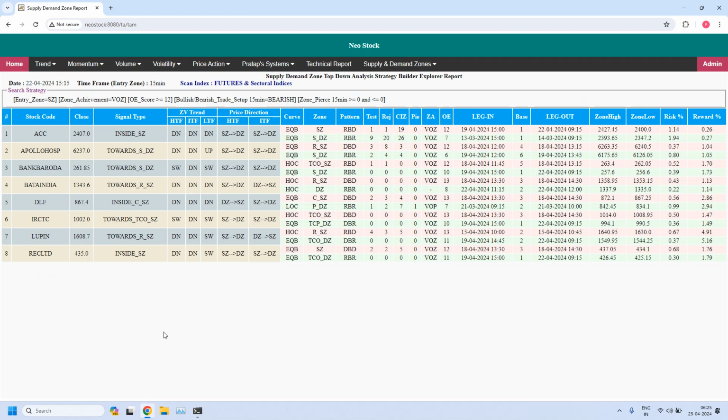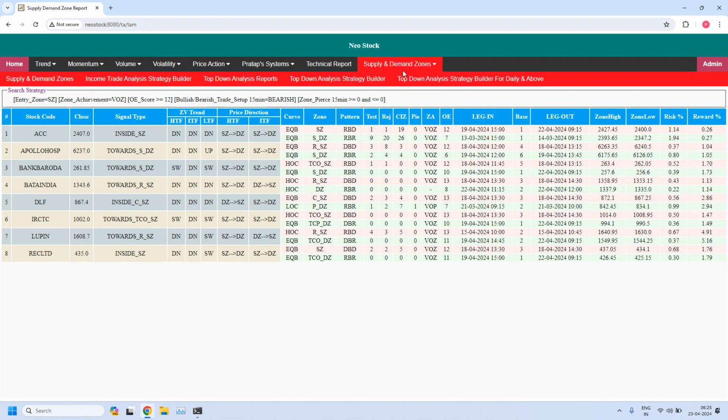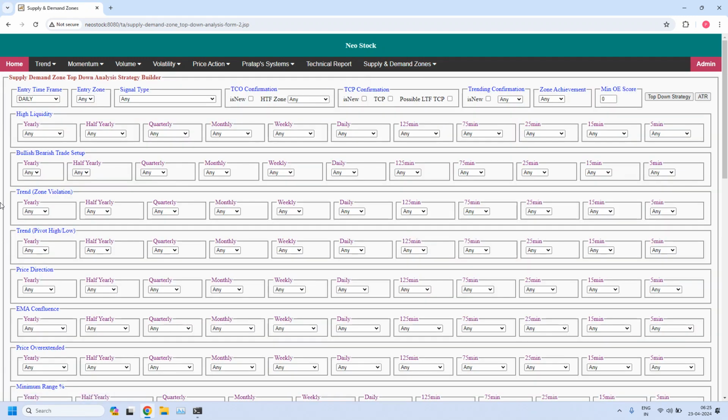Now let us generate bullish and bearish trade setup for hourly income trade. These are the intraday trades, hourly income trade. So in hourly income trade, higher time frame is 75 minutes. Intermediate time frame is 15 minutes and entry time frame is 5 minutes. That is the lower time frame. That's why I am selecting the entry time frame as 5 minutes.